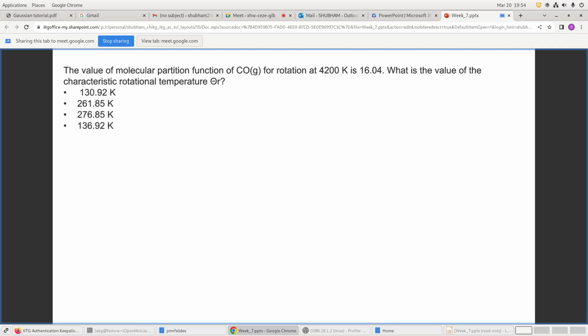Okay, we will solve this question, then we will take a break. The value of the molecular partition function of CO for rotation at 4200 Kelvin is given. QR is given as 16.04 and theta r is what? They want to know this.